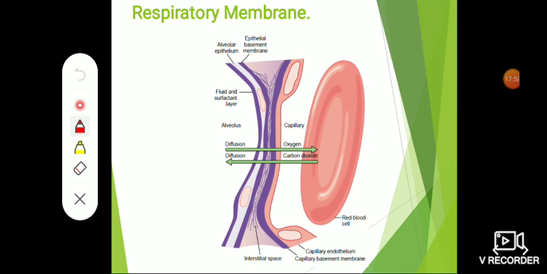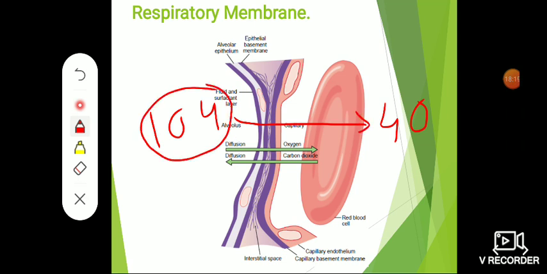Simple thing. Obviously, the first important thing will be concentration gradient. In the alveoli, oxygen we know is 104, and at the venous side it is 40. So there is a net difference of 60 millimeters of mercury. Obviously there will be transfer of gases. So now it depends on this. When atmospheric is 160, it is now 104.